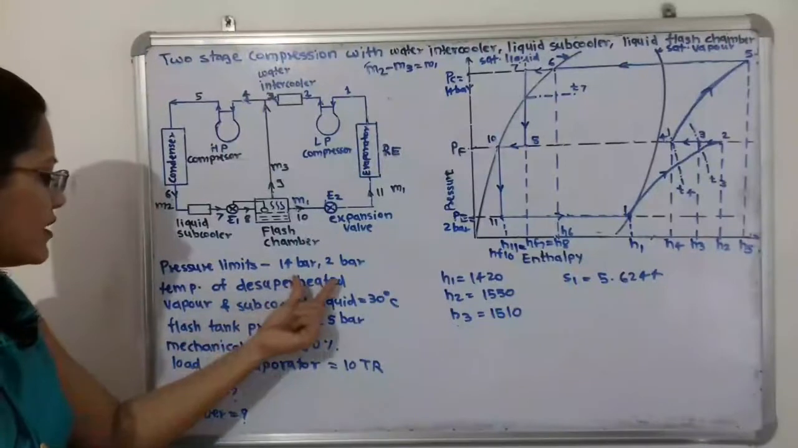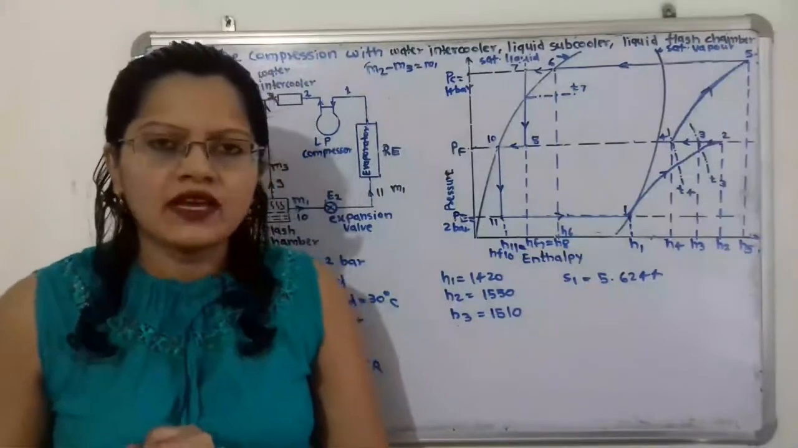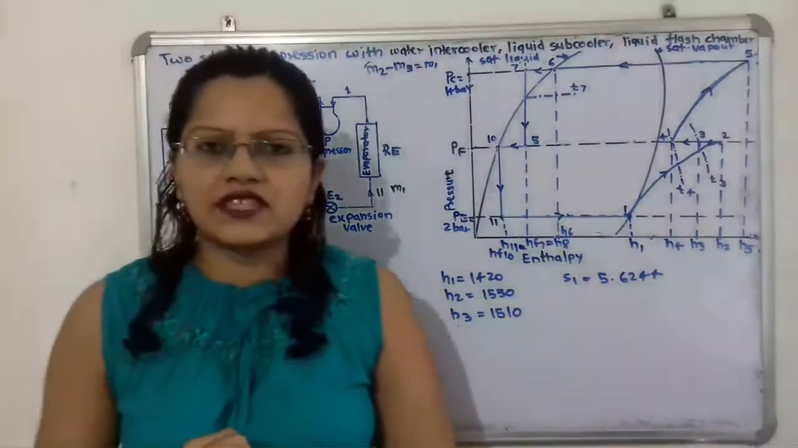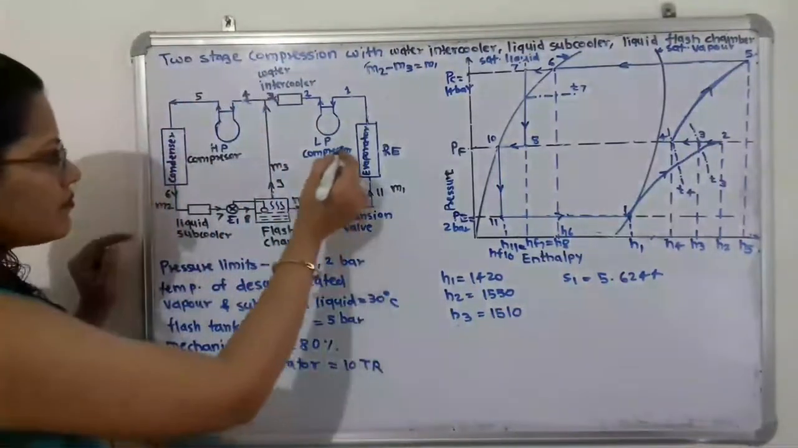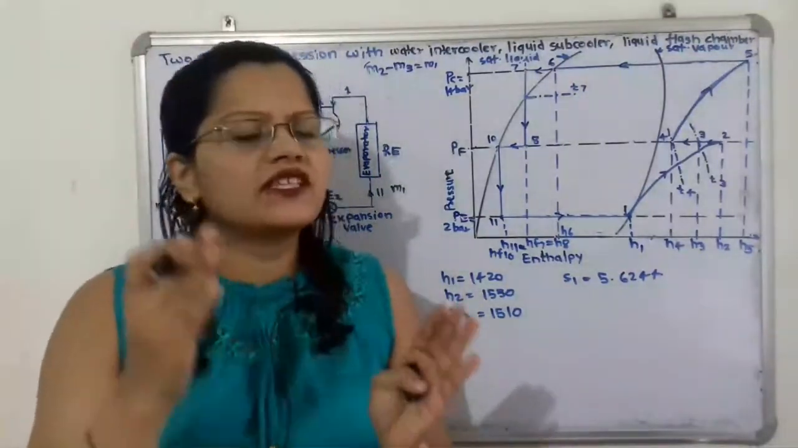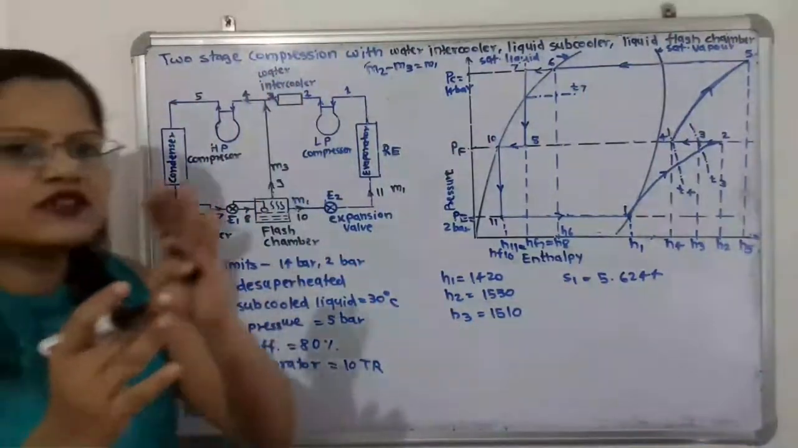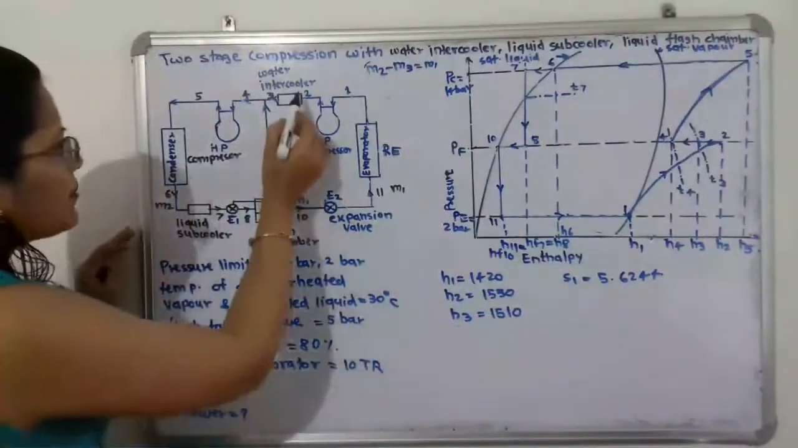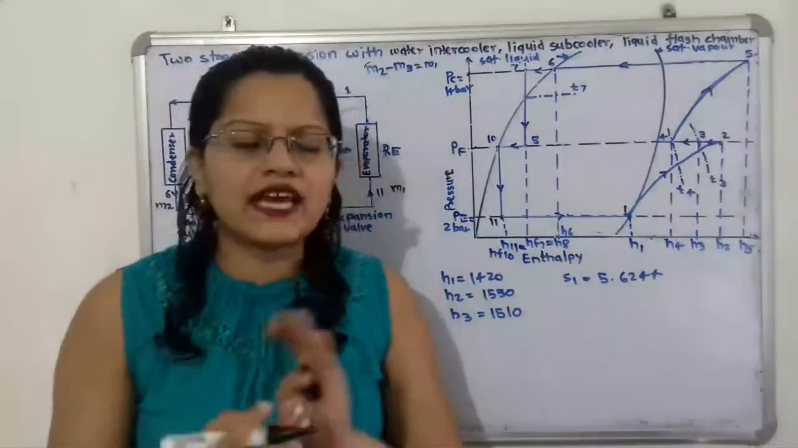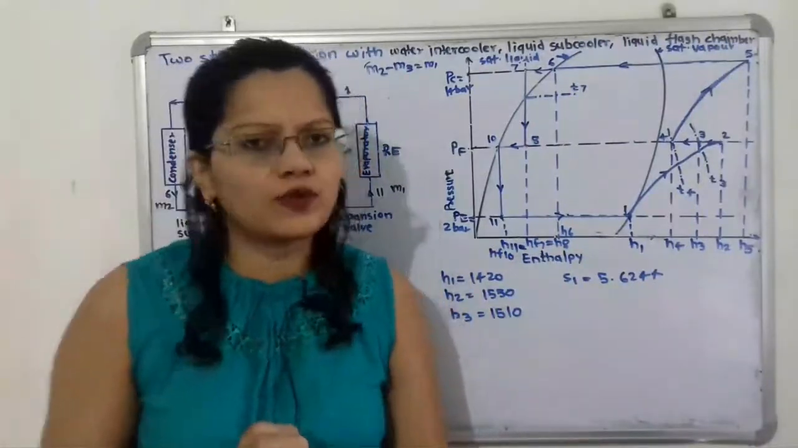Now the temperature of desuperheated vapor and subcooled liquid is equal to 30 degrees Celsius. Now if we observe this whole system, where is the desuperheating process taking place? We know that when the low pressure compression process is taking place, the refrigerant is in the superheated state, and when it is passed through this water intercooler, the desuperheating process is taking place. That means this is the process 2 to 3. Here its heat is getting removed, but still the refrigerant is in the superheated state.